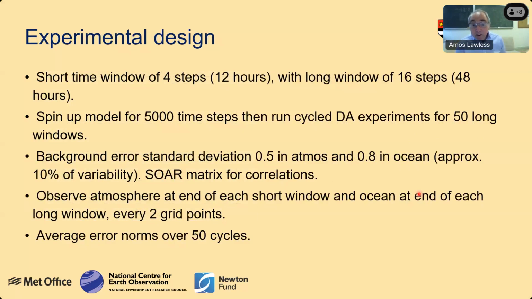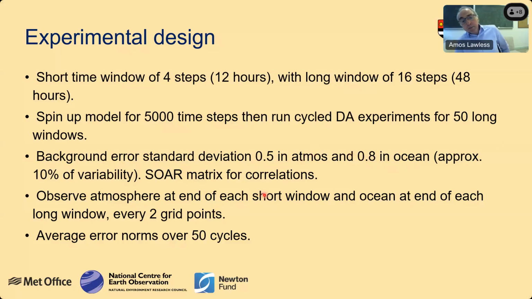The background errors are chosen to be these values for the standard deviation, 0.5 and 0.8, which were calculated to be more or less 10% of the variability of the model, and we've used a second order autoregressive matrix for the correlations.